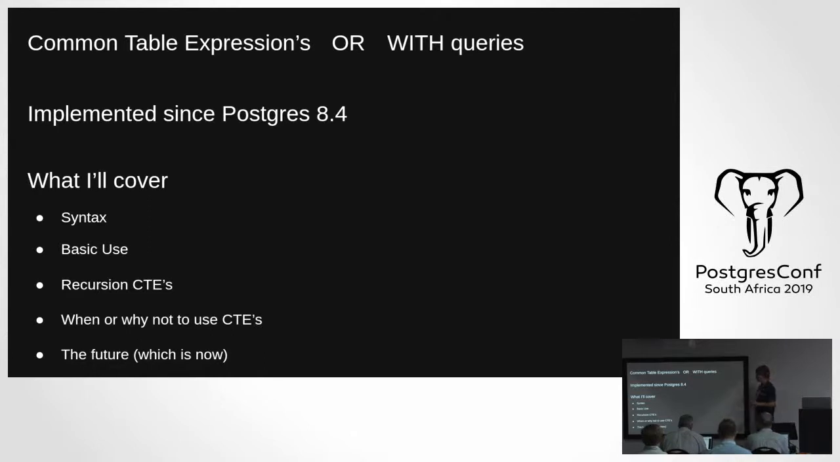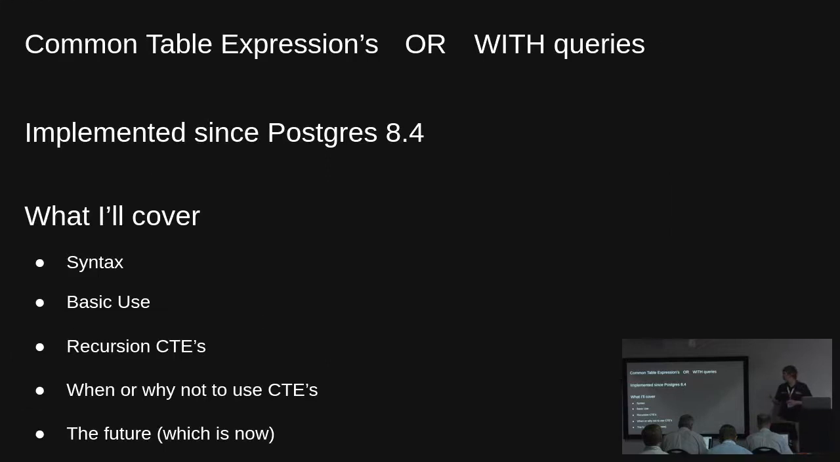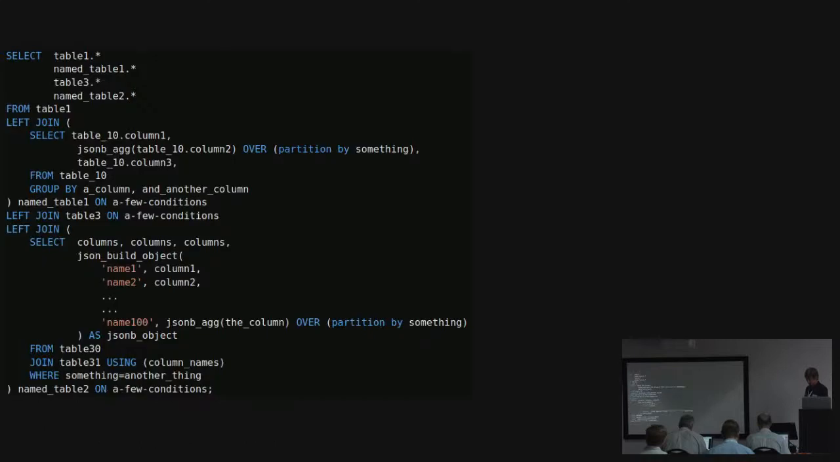This is what I'll cover. Some basic syntax, just to show you what Postgres wants you to write where. Basic use. Then we'll cover some recursive CTEs, so that's where some of the cool, more advanced stuff comes in. When or why not to use CTEs in some cases. Some of that's not relevant anymore because of Postgres 12, but I know a lot of people don't go to 12 very soon, if they're like us. And then we'll do the future, which is now, Postgres 12.